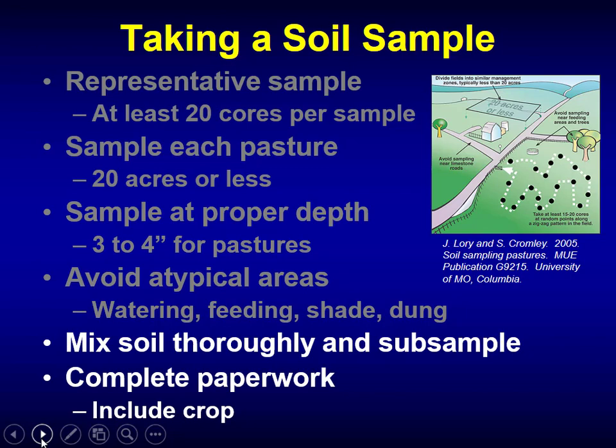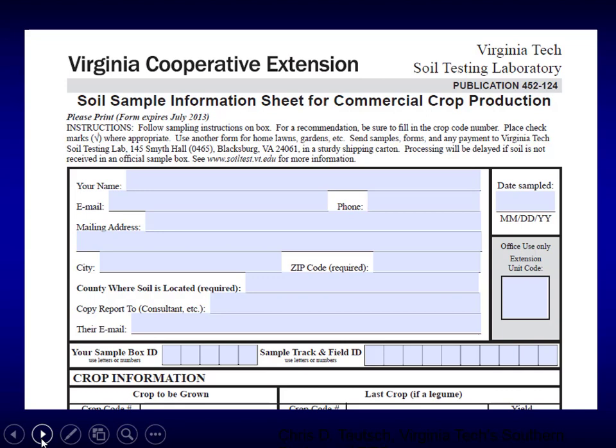And then the last part is paperwork. Everybody hates paperwork, but it's really important for soil samples. And you've got all the general information there. But probably the most important part is to write down a sample ID that you can remember. The last thing you want to do is get a soil sample back and say, well, I can't quite remember where I got that soil sample from.